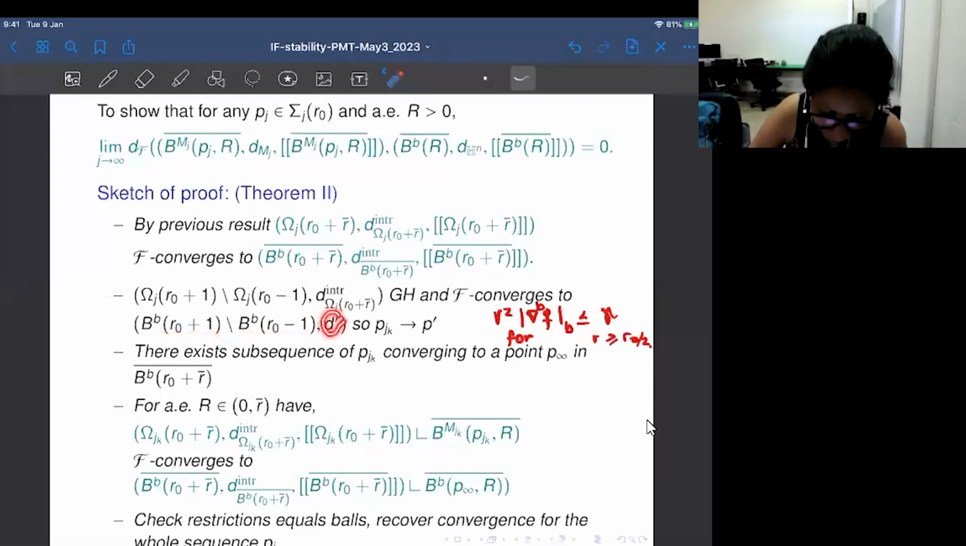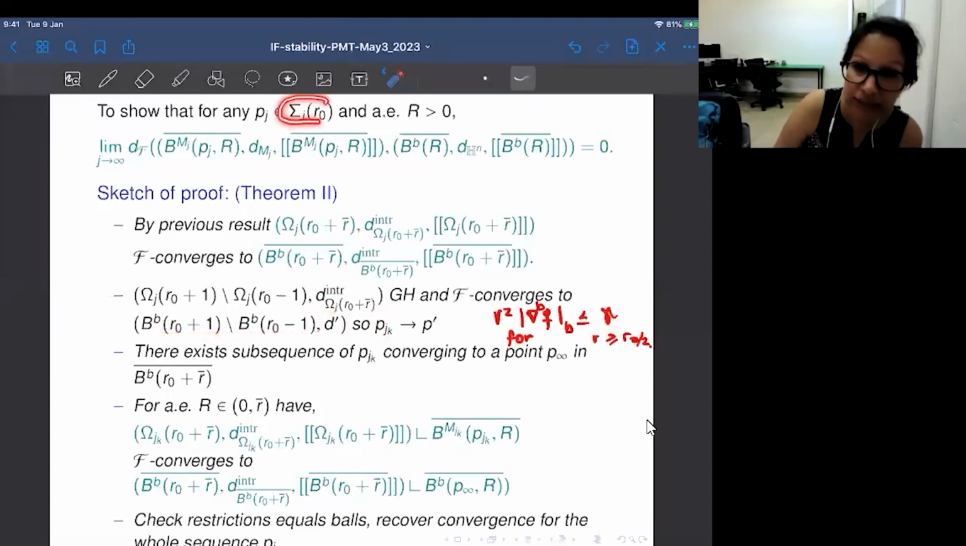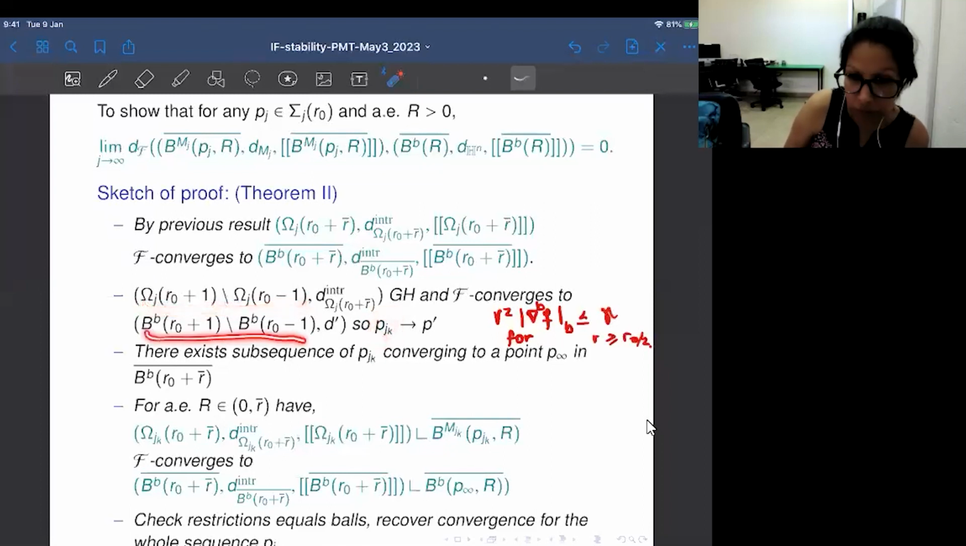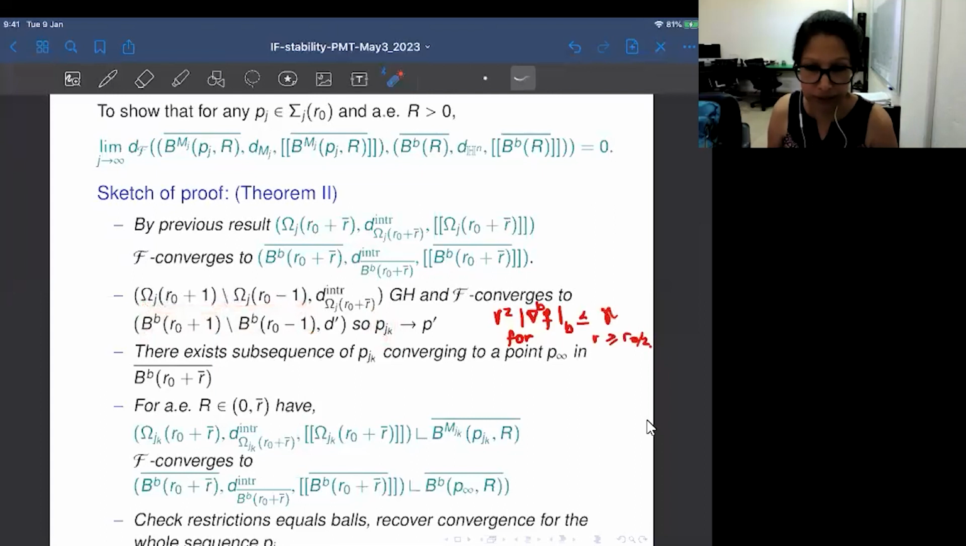The only thing that might happen is that this distance is no longer the hyperbolic distance, but this distance is actually going to be bi-Lipschitz to the hyperbolic distance because we have this control. Okay, and once we have Gromov-Hausdorff and intrinsic flat limits, given a sequence of points pj, remember that the pj are here, there will be a subsequence that converges to a point in this annulus in the hyperbolic space.